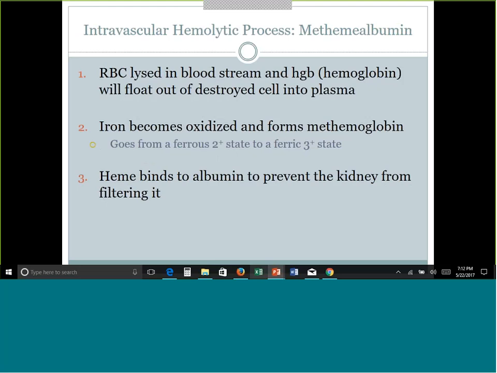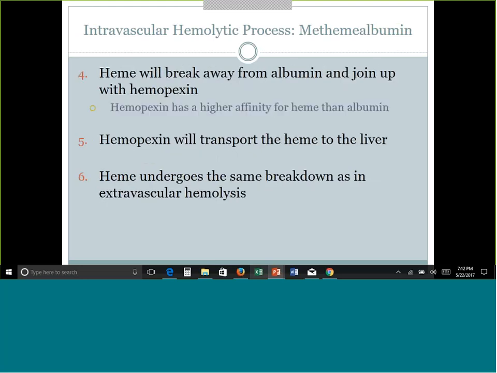So again, methemoglobin, anytime your iron is in that ferric 3+ state instead. So it will purposely change its iron and make itself methemoglobin. So when the albumin binds with that, it forms methemealbumin. But again, the role is to save it, to prevent it from being filtered by the kidneys. So once hemopexin is freed up, it will release it off the albumin, it will join up with the hemopexin, and then that again transfers it to the liver.